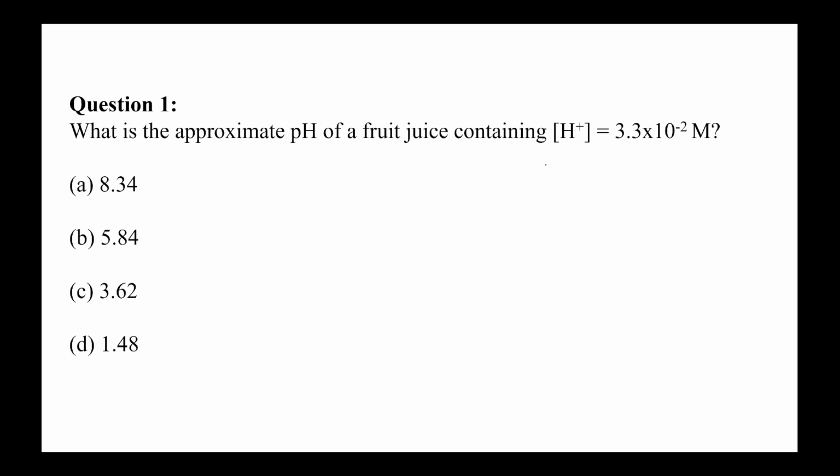So I'll give you some time. I request all of you to solve this and tell me the answer. Options are option A 8.34, option B 5.84, option C 3.62, and option D 1.48. What is the approximate pH of a fruit juice containing H plus ion concentration of 3.3 into 10 raised to power minus 2 molar?